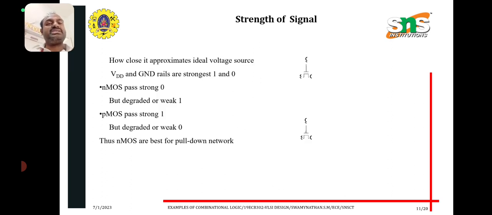So the strength of the signal, how well it passes, is very important. Based on this, we can get a weak 1 or degraded 1, or degraded 0 or weak 0. The NMOS passes a strong 0, but a degraded or weak 1. The PMOS passes a strong 1, but a degraded or weak 0. Thus NMOS is the best for the pull-down network. So normally we use NMOS more than PMOS.